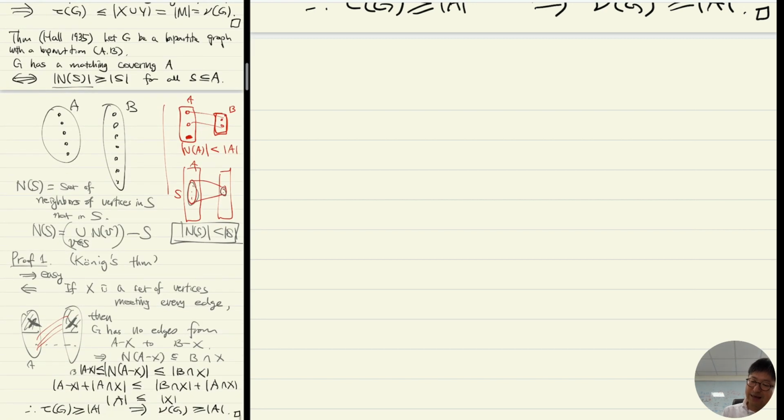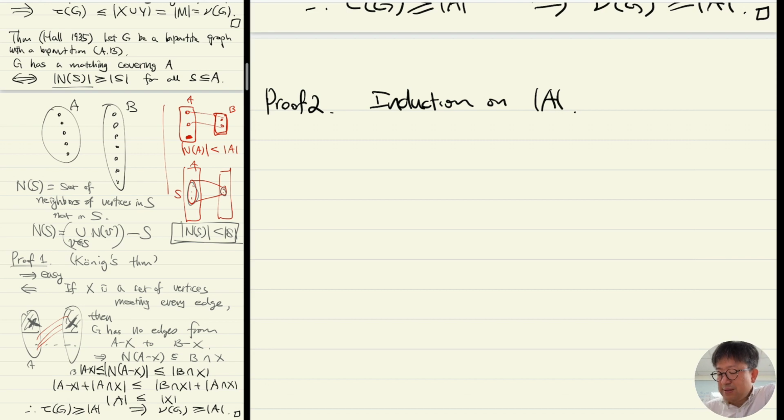Okay. Now I'm going to show you a direct proof by using induction. There are many proofs of Hall's theorem. So this is the second proof. I'm going to use induction, this time induction on, let's say, A.